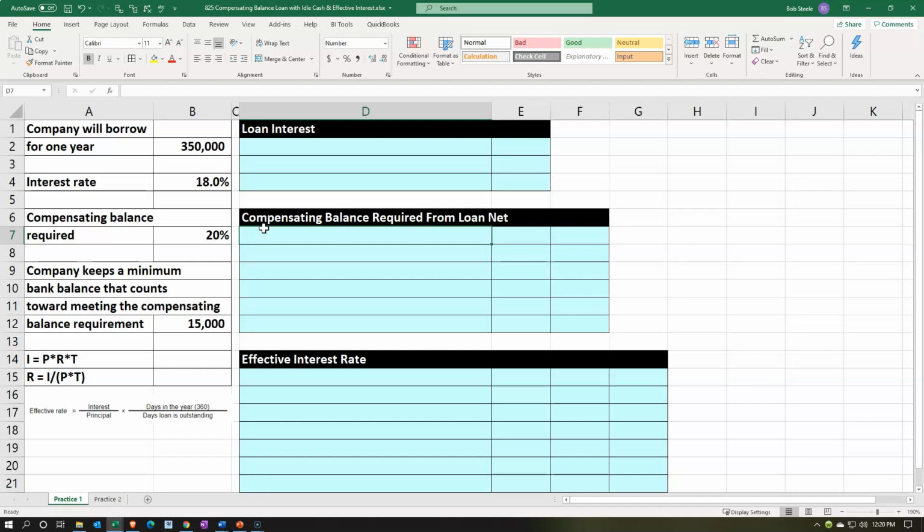If that happens, then we have a couple of questions. One, if I need $350,000, how much do I need to borrow in order to get to that? We've addressed that in a prior presentation, so you can take a look at it. We're going to assume in this case we have the $350,000 loan that we're going to take out, and we're going to deal with the compensating balance in relation to it.